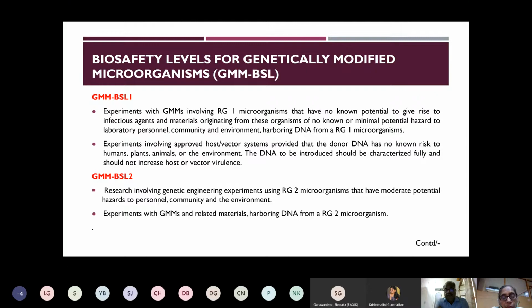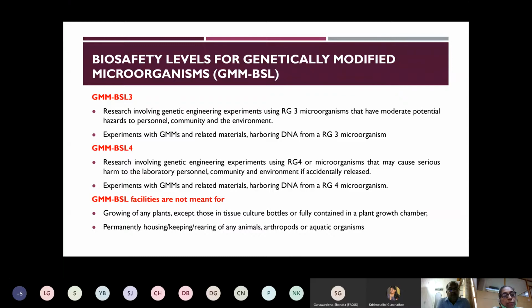Then 2 will be again risk group 2, or anything else, and the second point is important here. If my baseline organism is RG1, but I have DNA from RG2, then it will become BSL2. This is important to understand in the case of GMMs, that is, genetically modified microorganisms. Similarly, the same procedure follows here. 3 means risk group 3, or any other GMM having DNA from RG3 with some degree of virulence, and the risk assessment you would have already done. And similarly, the 4. But another thing to remember is that in the guidelines, it's very clear that this is the biosafety level for microorganisms.